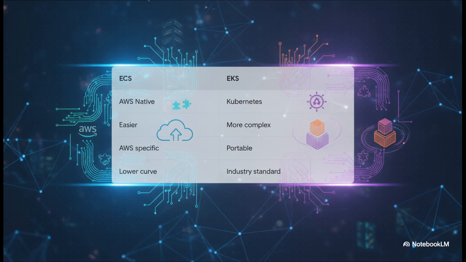ECS is AWS native. It's way easier to set up, it integrates flawlessly with other AWS services, and it has a much lower learning curve. EKS, on the other hand, stands for Elastic Kubernetes Service. Kubernetes is an open-source, industry-standard system. It is significantly more complex, but if a question mentions a company that is already using Kubernetes on premises, or they want highly portable applications to avoid vendor lock-in, EKS is absolutely the right answer, for sure.